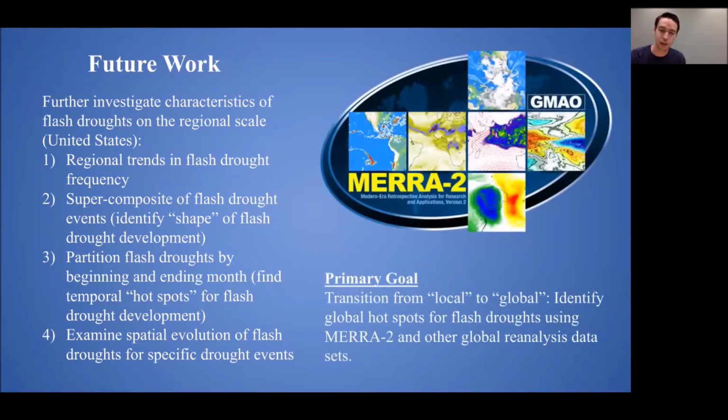And all this will lead into our primary goal here. We've been looking at the United States in these results, but ultimately we would like to transition from local to global, meaning going from the regional to the global scale. We would like to eventually identify global hotspots for flash droughts using this criteria, using, for example, the MERRA-2 data set or other global reanalysis data sets.